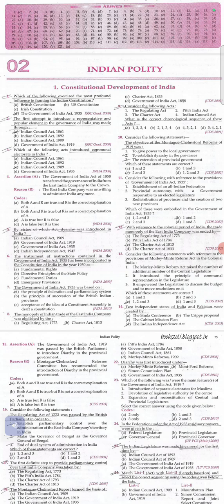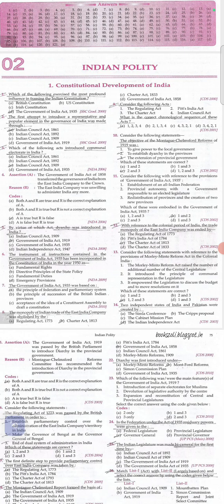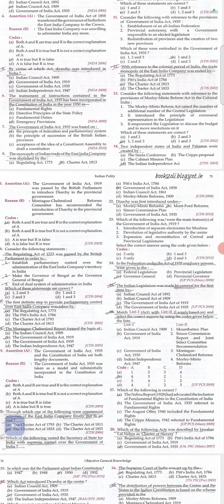Consider the following with reference to the provisions of the Government of India Act 1935. Establishment of an all-India federation. Provincial autonomy with a government responsible to an elected legislature. With reference to the colonial period of India, the trade monopoly of the East India Company was ended by the Charter Act of 1813.